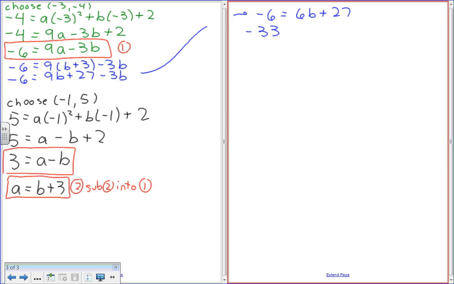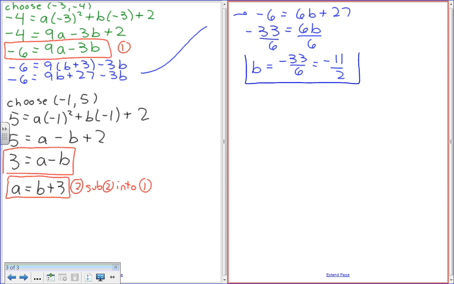Negative 33 equals 6b, divided by 6, divided by 6. B equals negative 33 over 6, which is negative 11 over 2. Someone confirm that for me? Yes, we're good. C is already equal to 2, I hear someone say, yes, that's good. C equals 2. This is the thrill of victory.